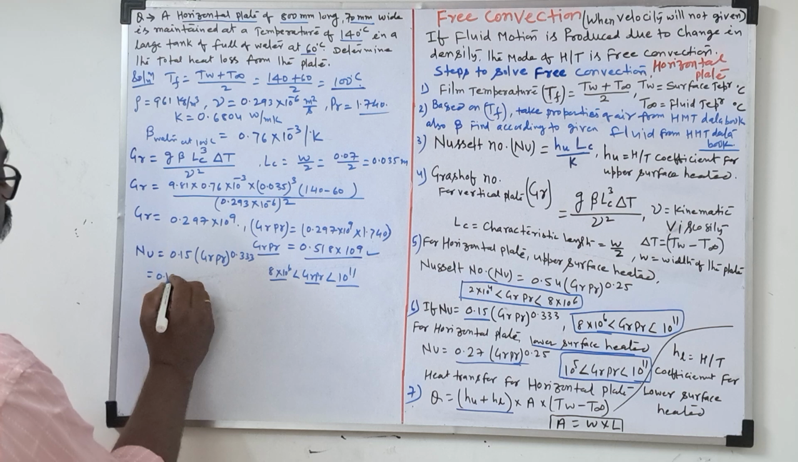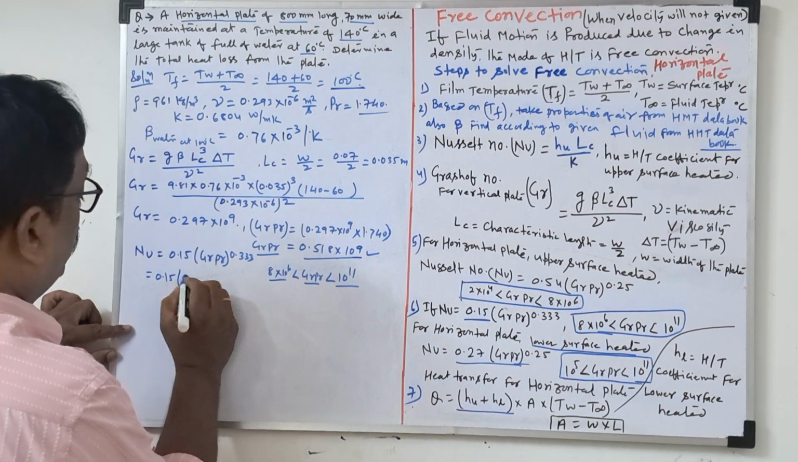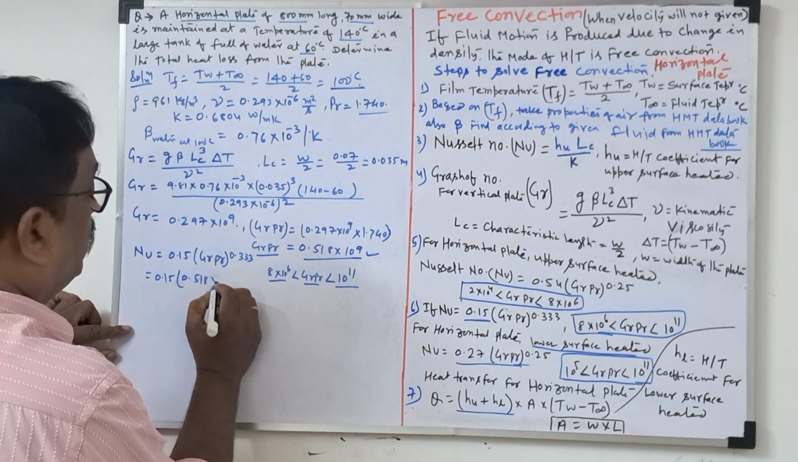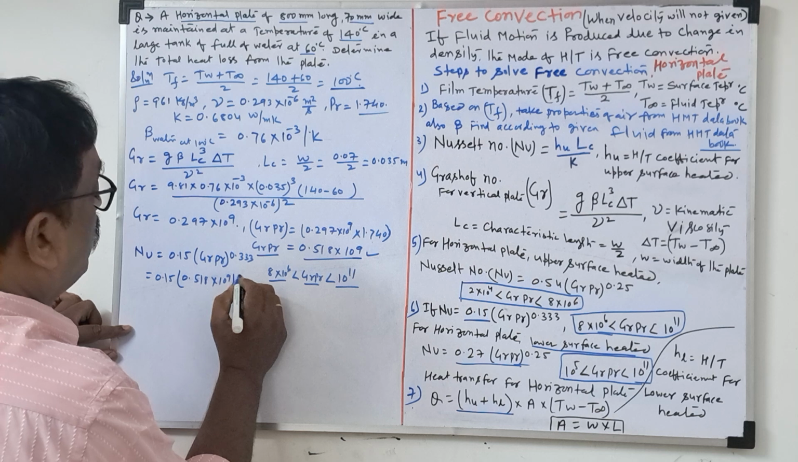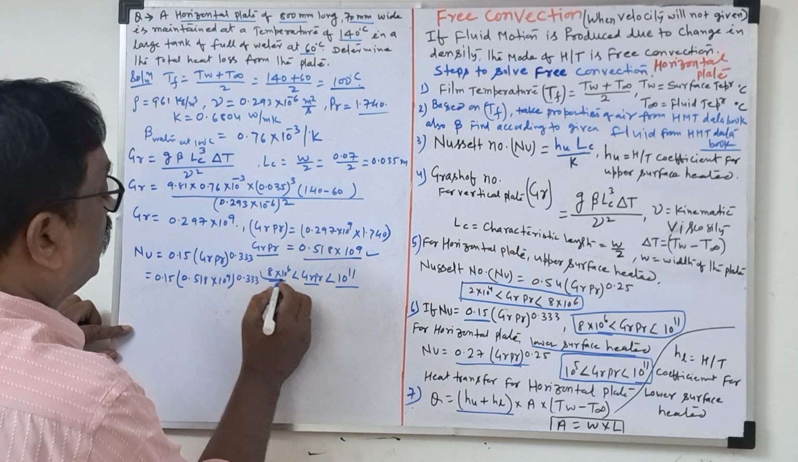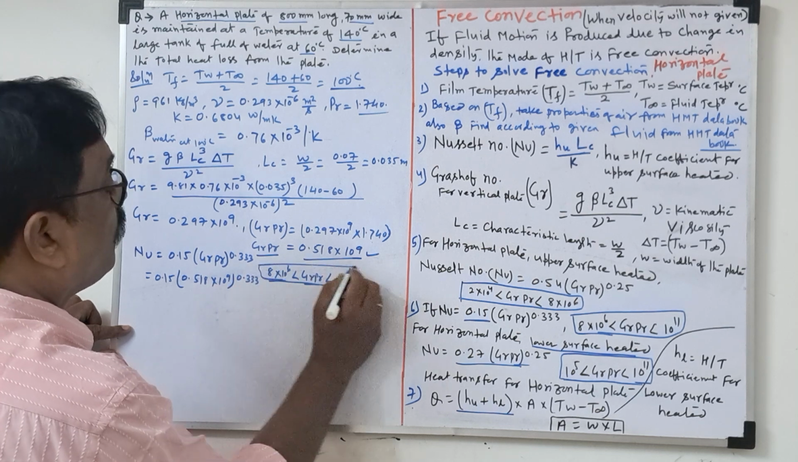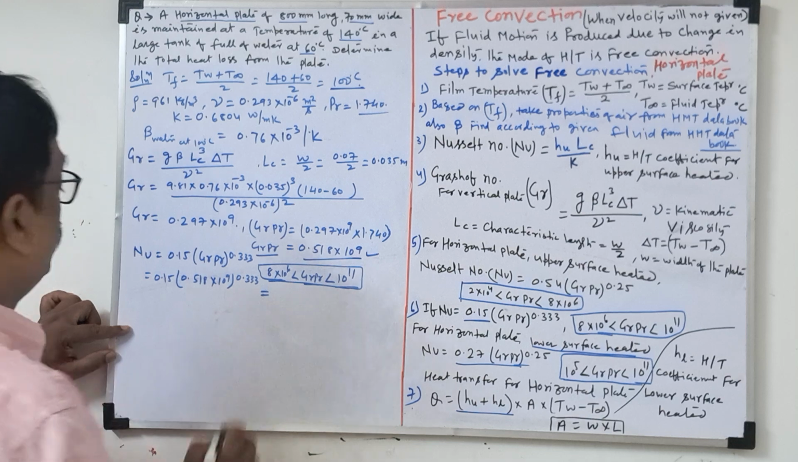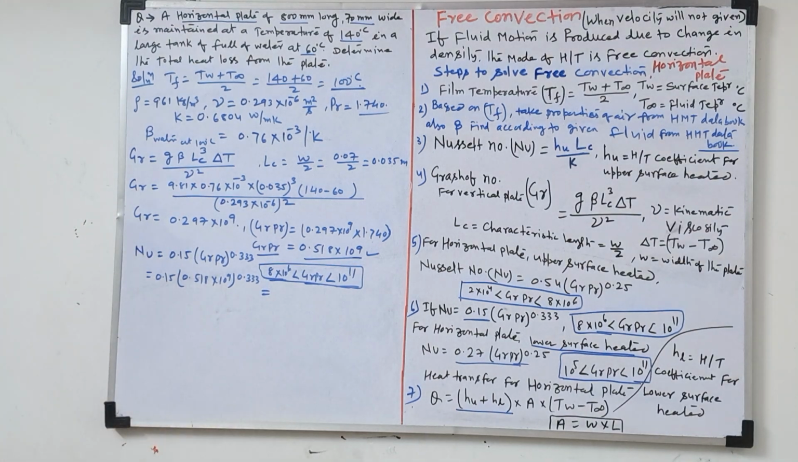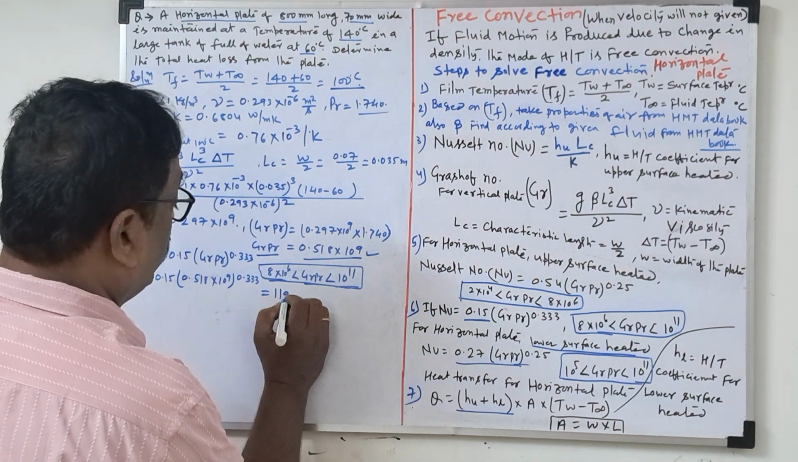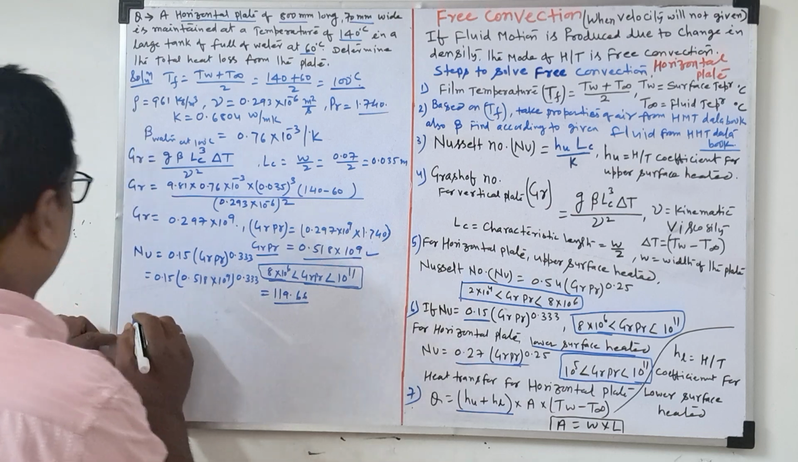So 0.15, then GRPR product, what will we write? 0.518 into 10 power 9, power 0.333. So if you calculate, this value is coming 0.15, and this value is coming 119.66. This is the Nusselt number.